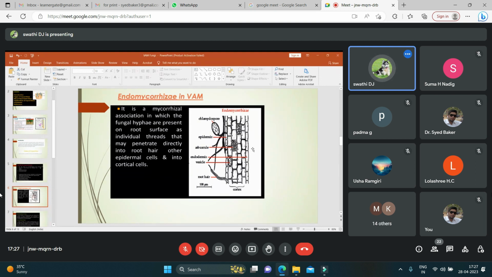endomycorrhizal relationships. As you can observe in this picture, this is the cortex and you can see the chlamydospore, epidermis, arbuscule, endodermis, vesicle as well as root hair. And it is a mycorrhizal association in which the fungal hyphae are present on the root surface as individual threads that may penetrate directly into root hair or epidermal cells into the cortical cells.